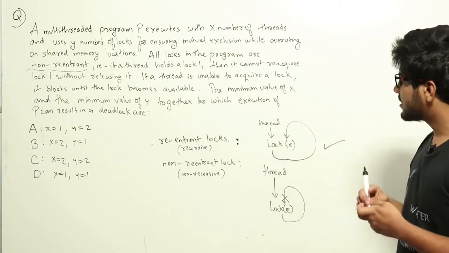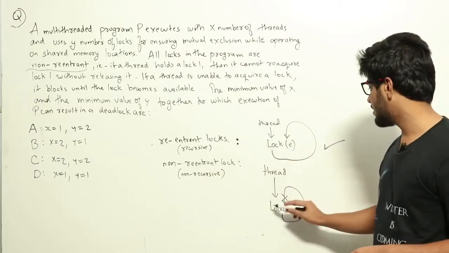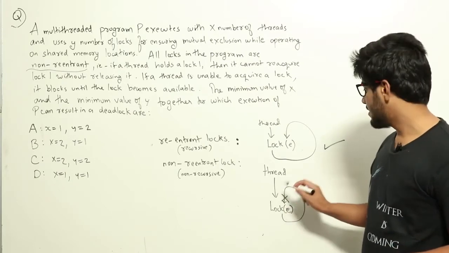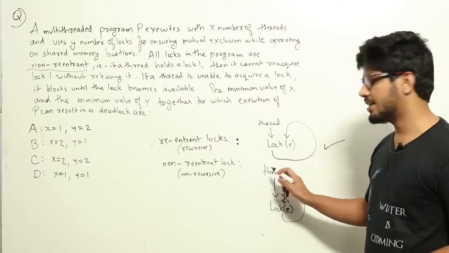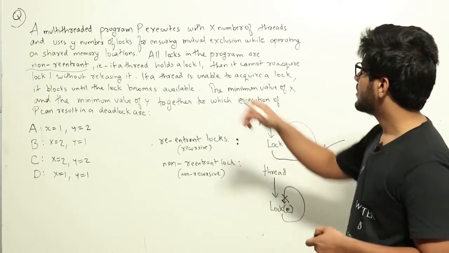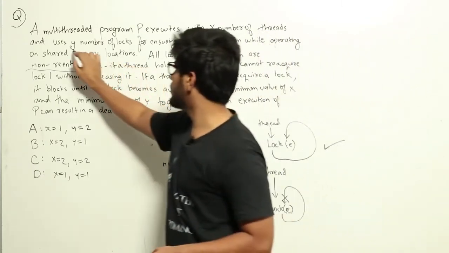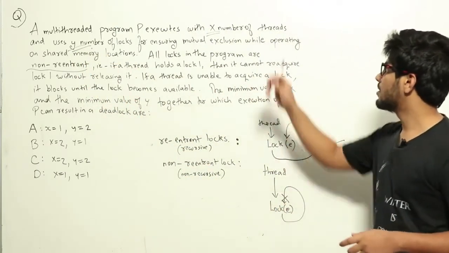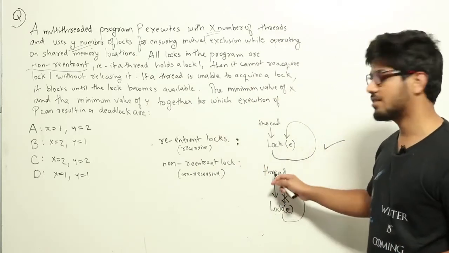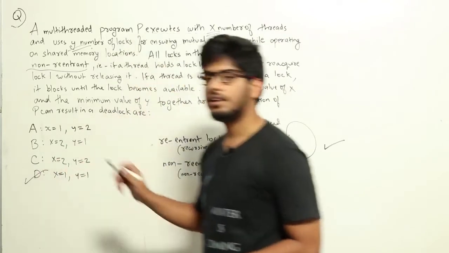These are reentrant locks. The other kind is non-reentrant locks or non-recursive locks. The property here is that consider a thread that is executing, it acquires the lock L which is non-reentrant. If it keeps on executing and tries to acquire the lock again, now it will block here. So this lock is already with the thread, but still it will block here because it's a non-reentrant lock. So based on this, we can try to answer the question. Here it's given that X number of threads are executing and there are Y number of locks. They are asking the minimum number of threads and the minimum number of locks to cause a deadlock condition. So clearly one single thread and one single lock itself can cause a deadlock if it's a non-reentrant lock. So the answer is X equal to 1, Y equal to 1. D is the answer.